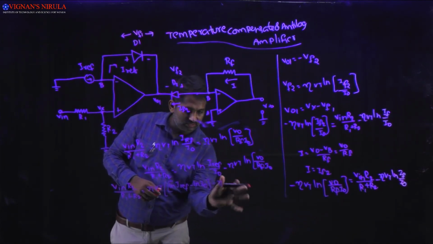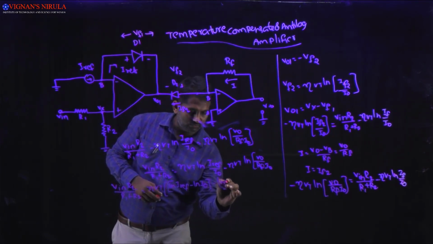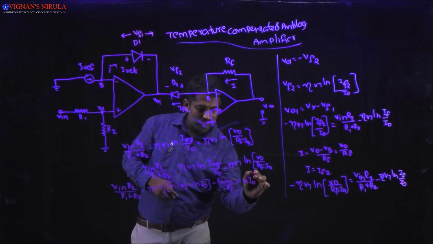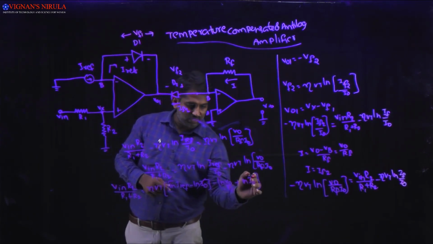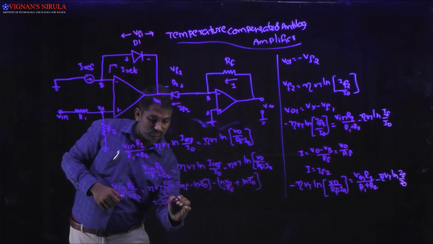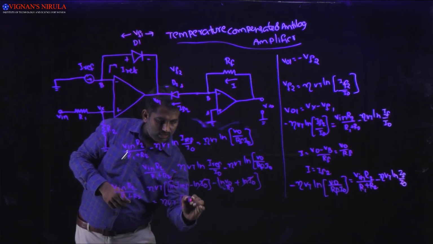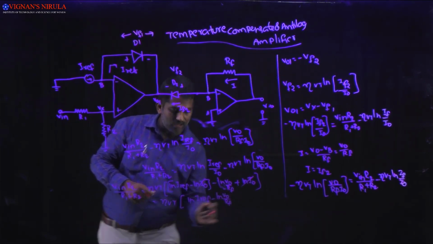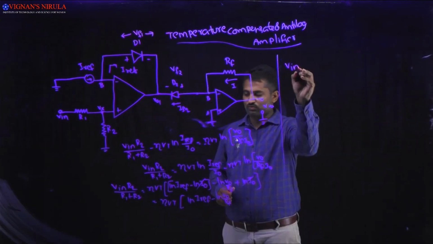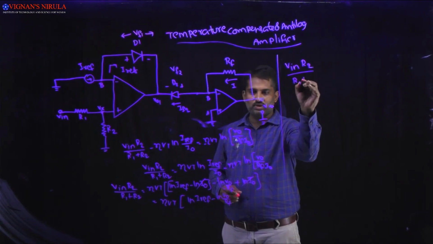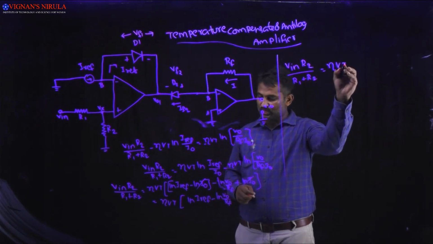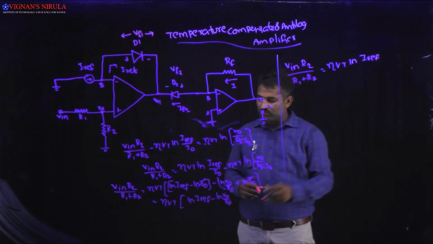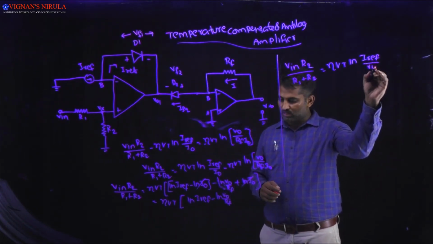minus eta Vt, minus ln of V naught divided by Rf, and then plus ln of I naught. Here minus ln of I naught plus ln of I naught cancel. So from this eta into Vt ln of I reference minus ln of V naught divided by Rf. That is, Vin into R2 divided by R1 plus R2 will be equal to eta into Vt ln of I reference divided by V naught by Rf.